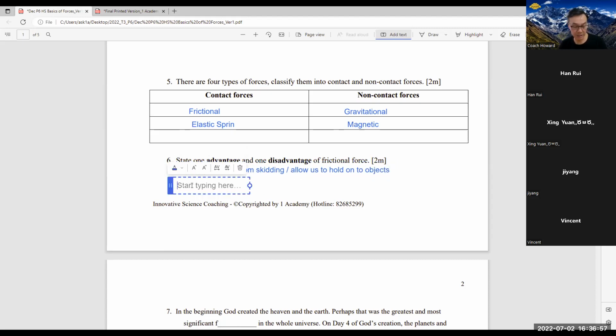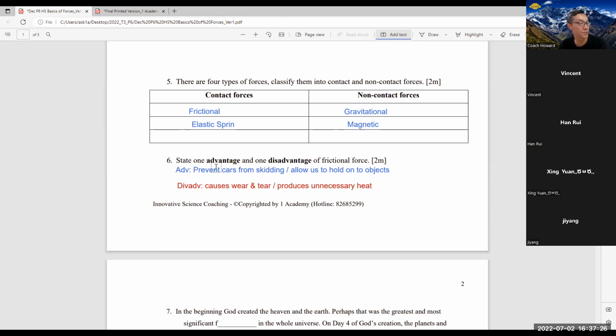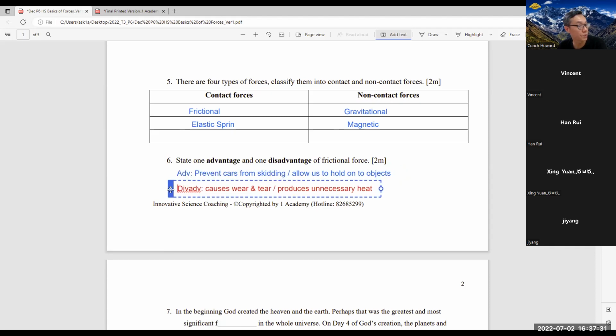So disadvantage. Actually, you can state the common one: causes wear and tear. Produces unnecessary heat. Okay, these are disadvantages of frictional force. So once again, advantage: prevent cars from skidding or allow us to hold on to objects. Disadvantage: causes wear and tear and produces unnecessary heat.